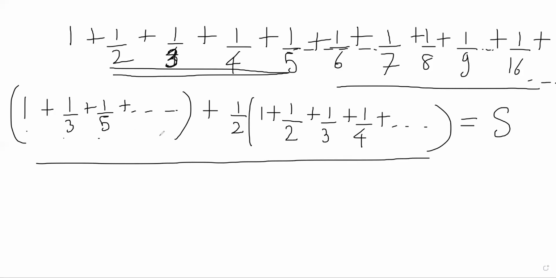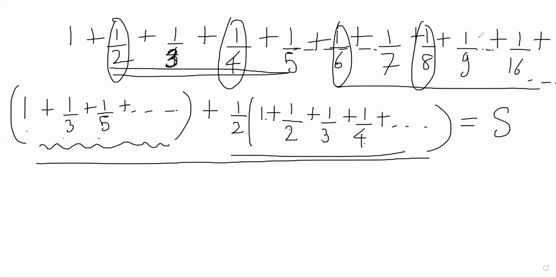1 plus 1/3 plus 1/5, all the odd terms, right? And this is all the even terms: 1/2 plus 1/4 plus 1/6 plus 1/8, right? I'm taking half common. If you take half common from all the even terms, what will you get? This only, right?